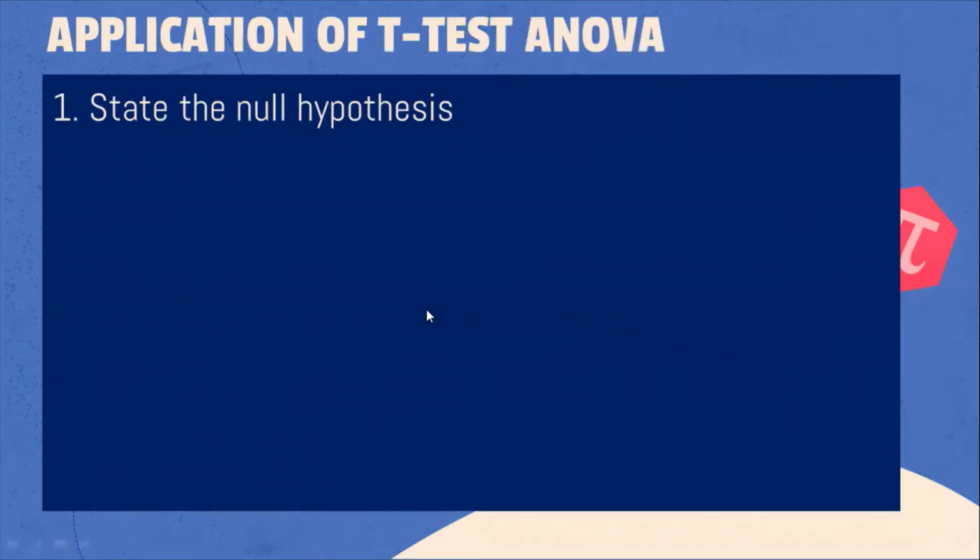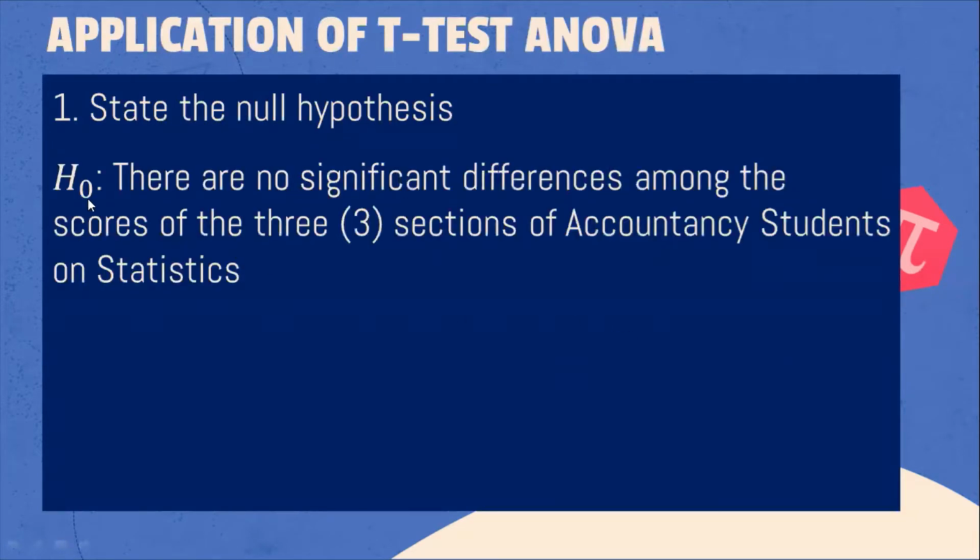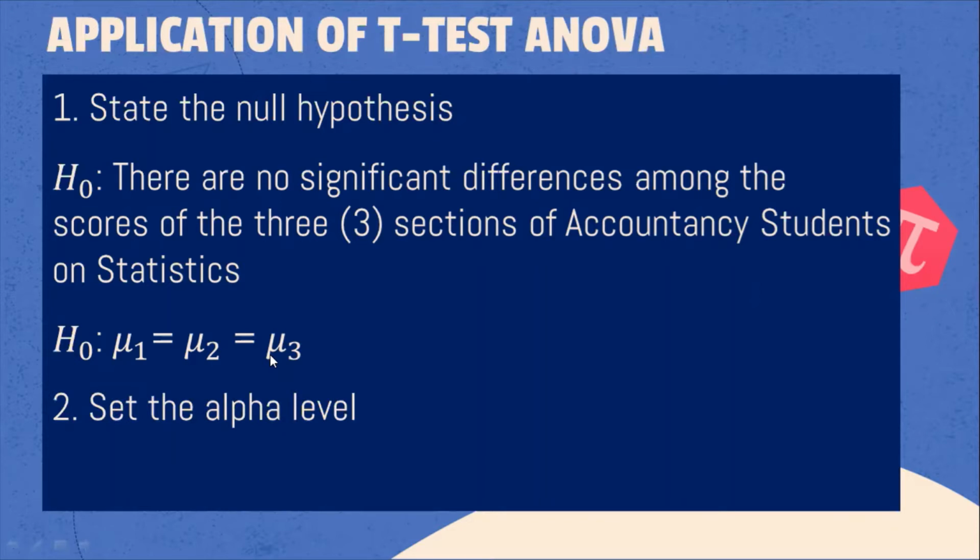First step, state the null hypothesis. H sub 0 or the null hypothesis is there are no significant differences among the scores of the three sections of accountancy students on statistics. That means H sub 0: mu sub 1 is equal to mu sub 2 is equal to mu sub 3. Next, set the alpha level, that is 0.05. That means we have 95% level of confidence and 5% margin of error.